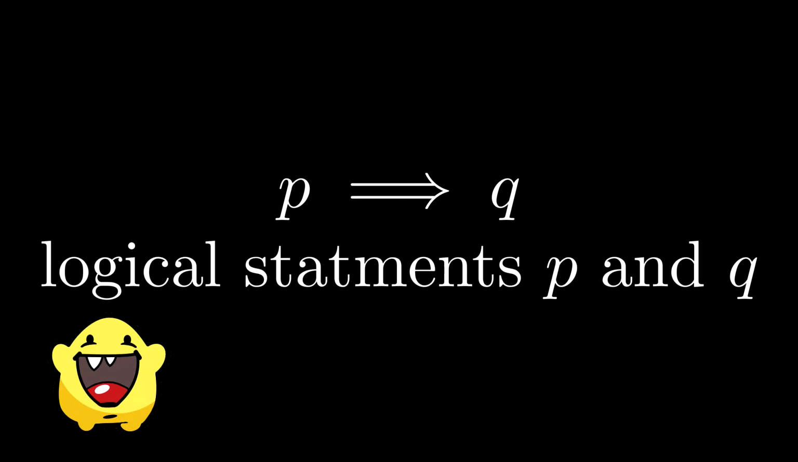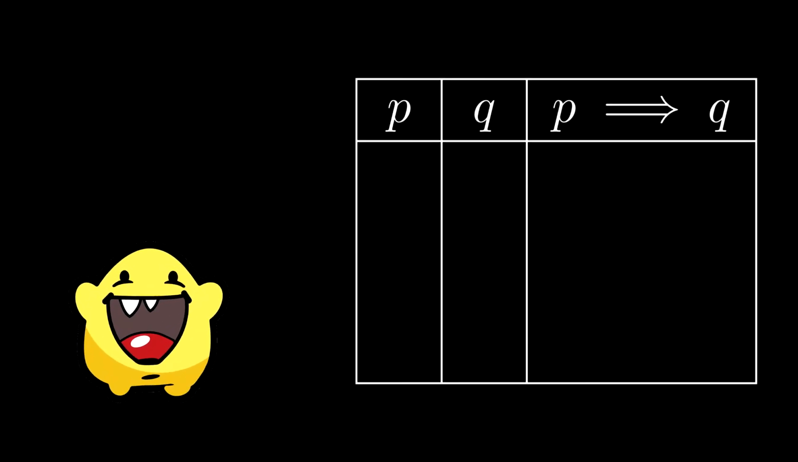Hello everyone. In this video, I'd like to provide a few explanations to, arguably, one of the most counterintuitive results in all of propositional logic. That is, the truth table for the if-then logical connective. More precisely, consider the statement P implies Q, or equivalently, if P then Q, where P and Q are logical statements. Then what students are taught is this truth table.